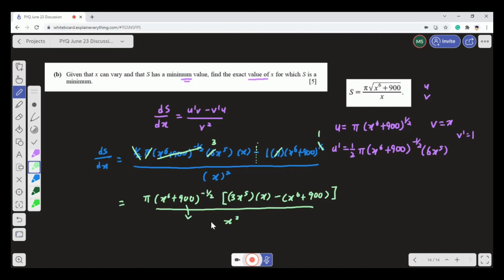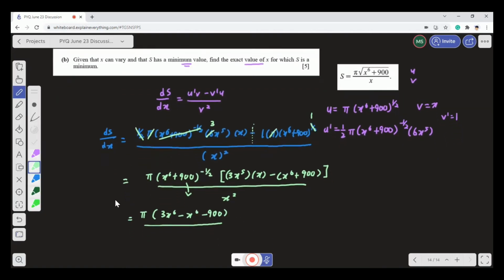Remember, negative power can be brought down to the bottom. So we will have pi (3x^6 - (x^6 + 900)), sorry, not plus, but minus 900 because you open the bracket, over the square root of x^6 + 900 times x squared. So at the end of the day, your ds/dx is equal to pi (2x^6 - 900) over x squared square root of (x^6 + 900).